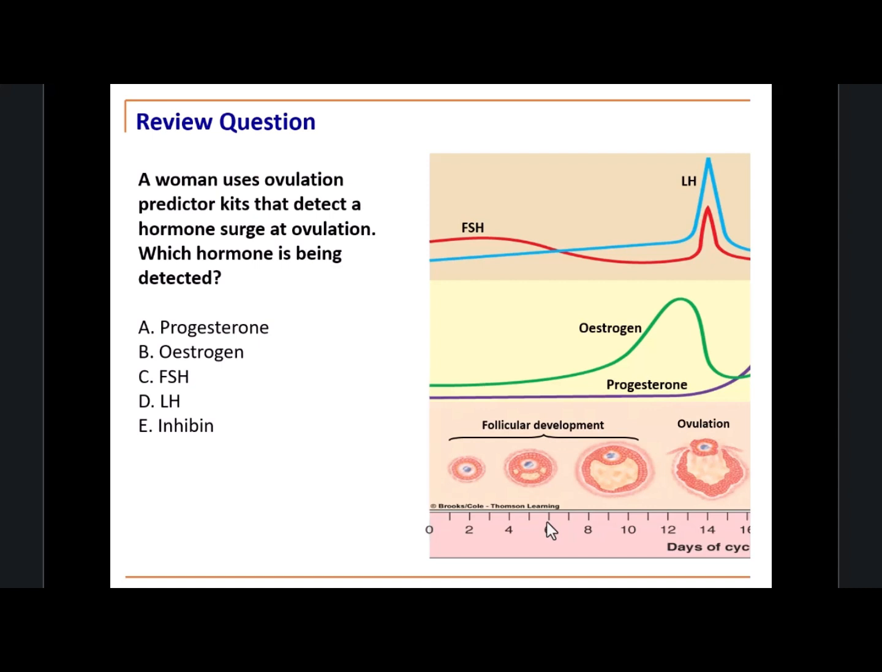What I would like you to do also is, on the right-hand side, you've got an image showing hormone changes and follicular development and ovulation. What I would like you to do is just think about what is happening during this follicular phase. Remember, it's called the follicular phase. What is happening with the hormones and what is happening with follicle development? So again, press pause and have a good think about what is happening.